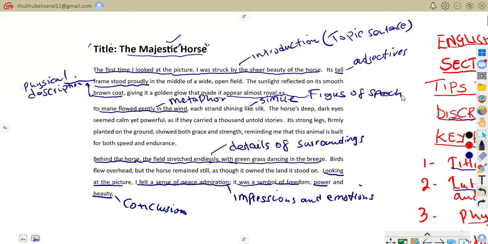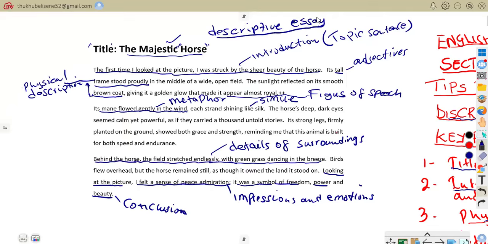Also, you have to vary your sentences. Don't rely on using only simple sentences, but make sure that you are having complex sentences, compound, and so on. When you write the essay, make sure that all these are there in your descriptive essay.